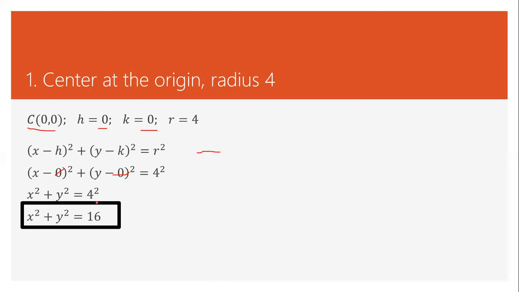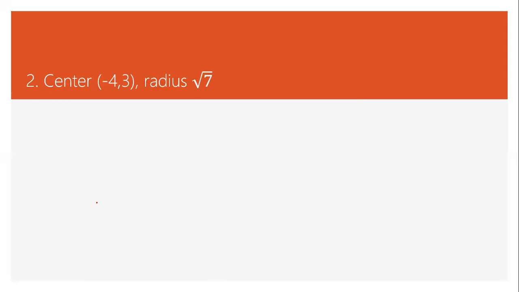Okay, number 2. So that's the standard equation of our sa item number 1. Number 2, center negative 4, 3, radius is square root of 7. So center negative 4, 3, radius square root of 7. So quantity of x minus h squared plus quantity of y minus k squared is equal to r squared. Our h is this one and k is this one. This is the center of the circle.